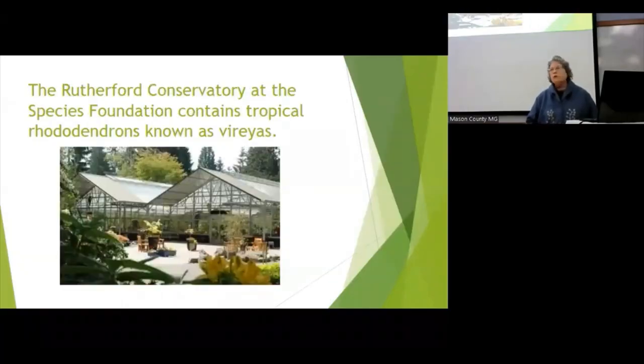The Rutherford Conservatory is like a huge greenhouse at the Rhododendron Species Foundation up in Federal Way. It's relatively new. I was going to say within the last 5 years, but time flies. It's probably been there 10 years or more by now. Since they have this climate control facility now, they can get into the tropical rhododendrons, which are called vireyas. If you really want to get into rhododendrons, and if you've got the right conditions of humidity and warmth, you can grow tropical rhododendrons, which is always kind of fun.